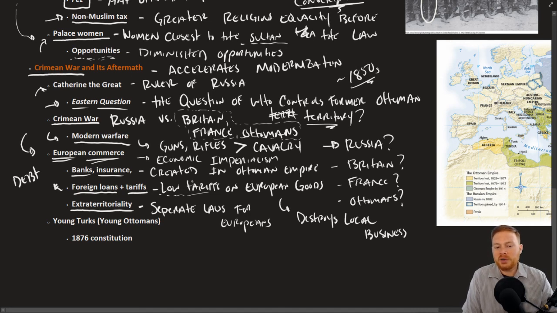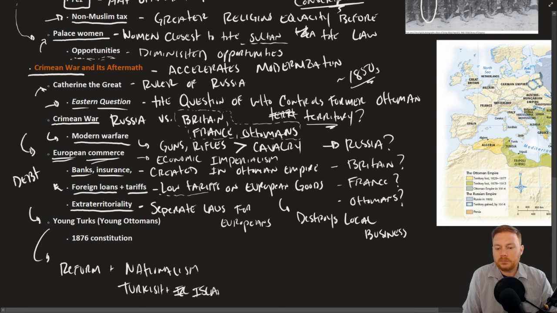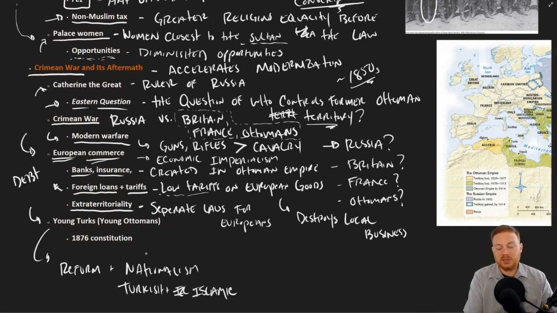There was a group of Ottomans who combined reform and nationalism. Certainly a sense of Turkish and Islamic. That is to say, this is a group of people in the Ottoman Empire that don't like the fact that the British and the French speak a different language, have a different religion, and bring a different culture with them. I mean, they're different nationalities.